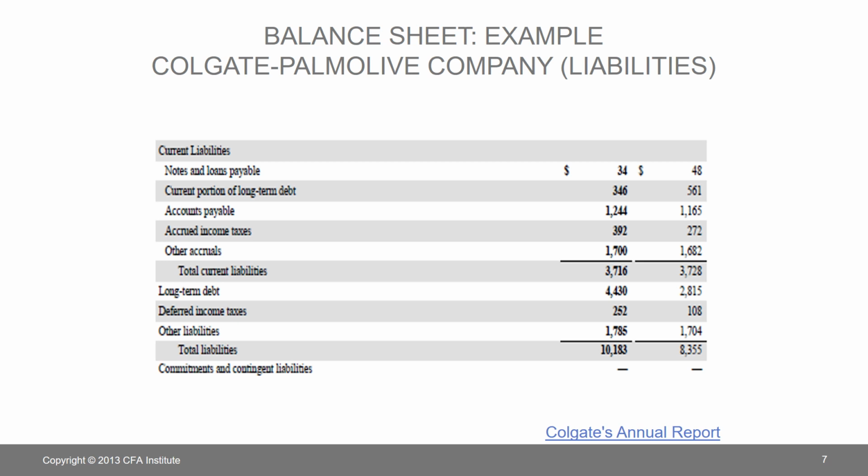Now for the liability portion of a balance sheet, the types of liabilities are typical for most companies. So normally you would see accounts payable, notes payable, long-term debt, and accrued income taxes. And again, as you can see in front of you here, we have the liabilities portion of the Colgate-Palmolive Company balance sheet.